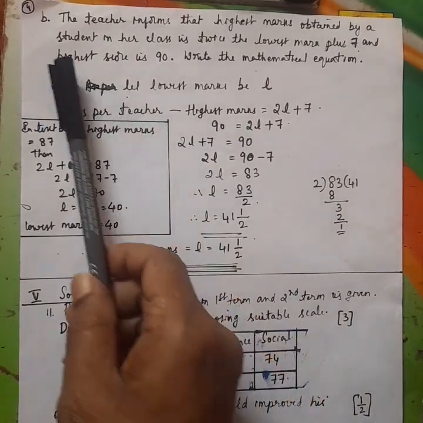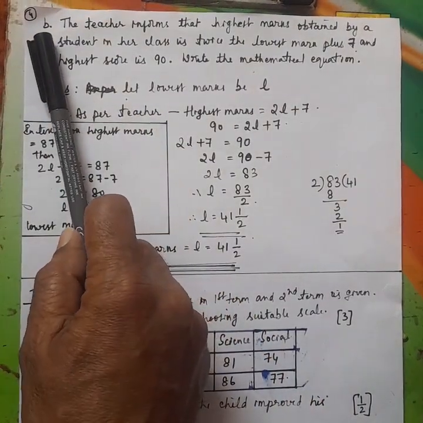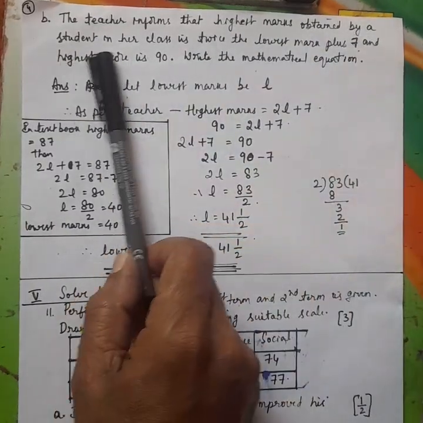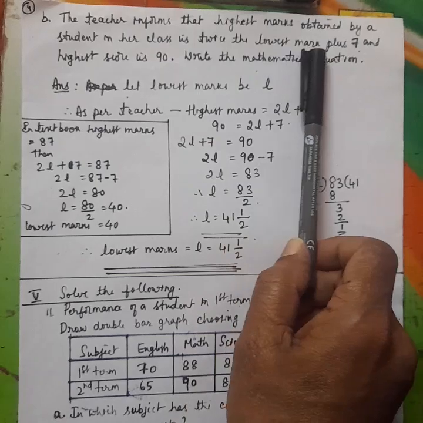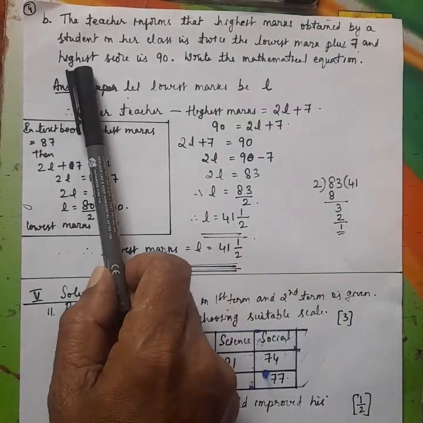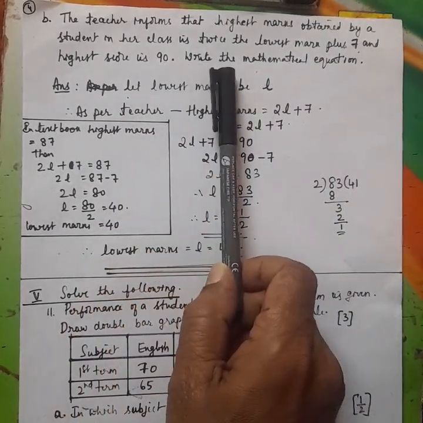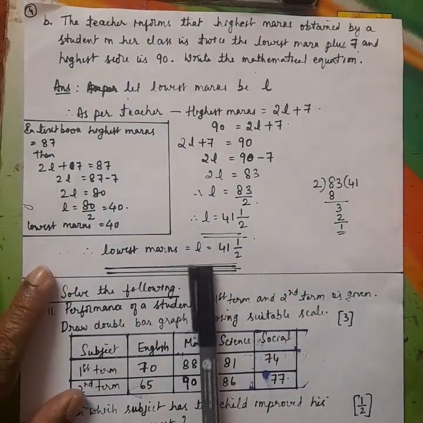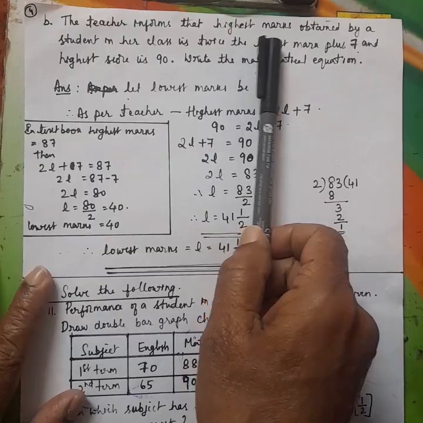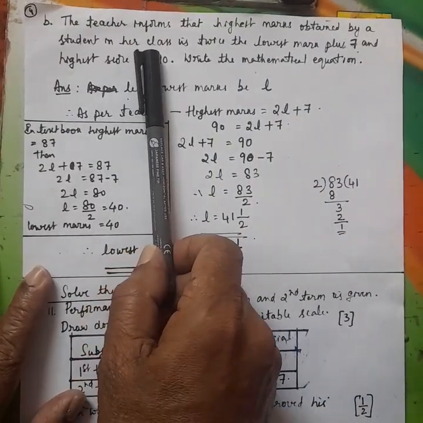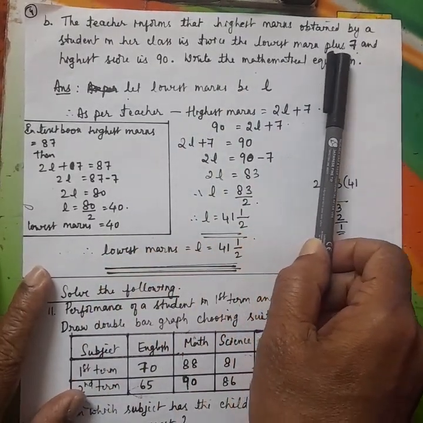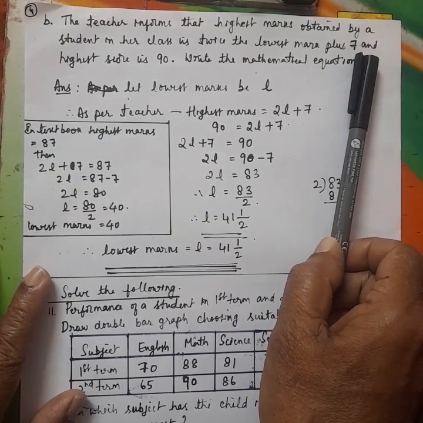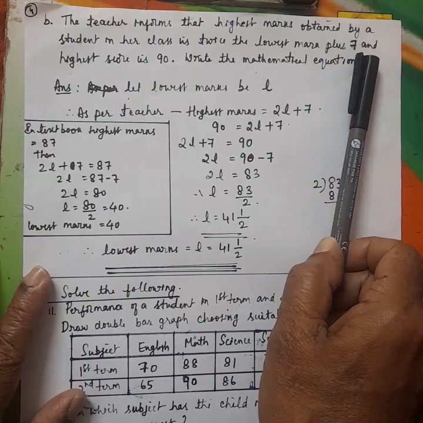Now the next question, sub question B. The teacher informs that the highest marks obtained by a student in her class is twice the lowest marks plus 7, and the highest score is 90. Write the mathematical equation. What does the teacher say? The teacher says that the highest marks obtained by a student in her class is twice the lowest marks plus 7. So twice the lowest marks plus 7 is equal to the highest marks.